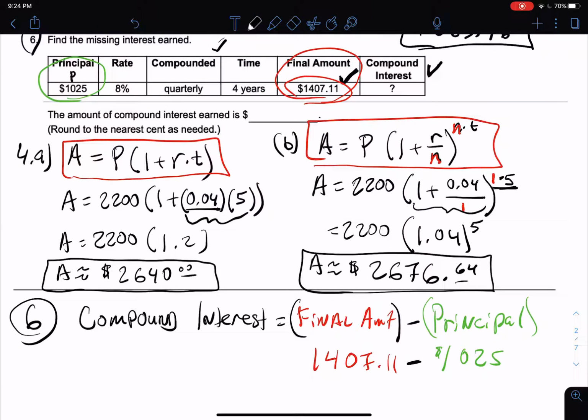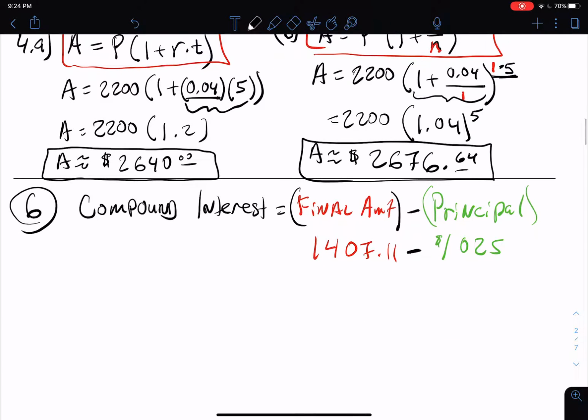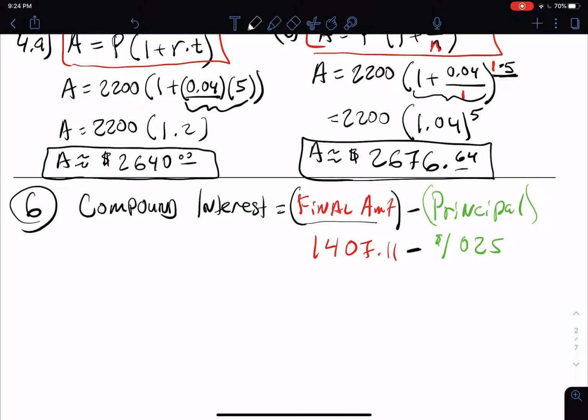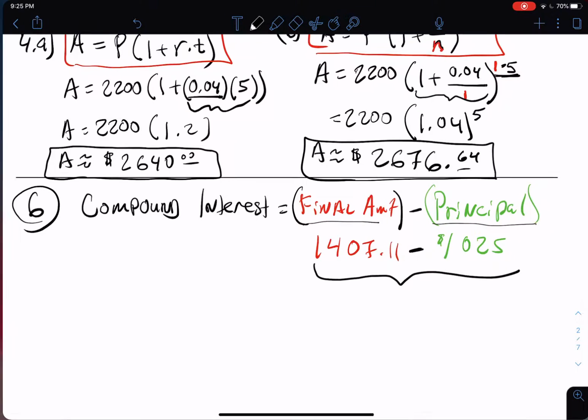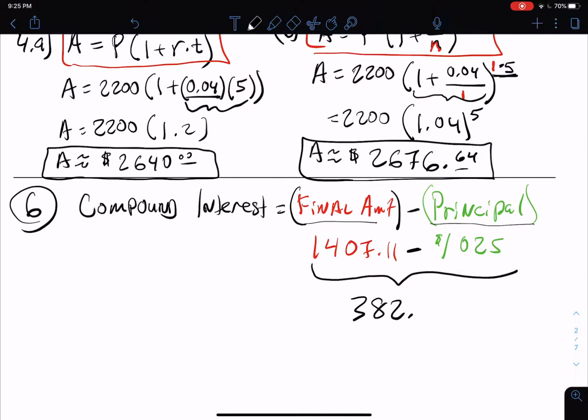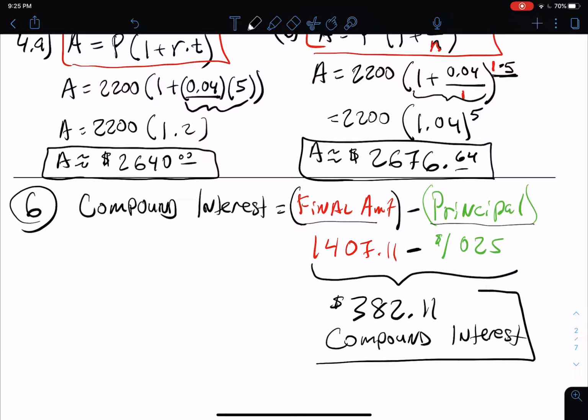And so once again, we've got this final amount minus the starting amount. So what's left when we subtract that? It's the interest. It's the stuff that we made, right? And so we subtract those two values, $1,407.11 minus $1,025, and we get $382.11. And that is the compound interest. All right, that's number 6.